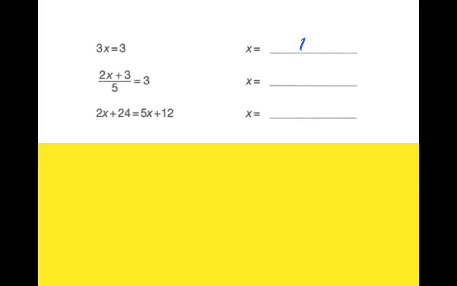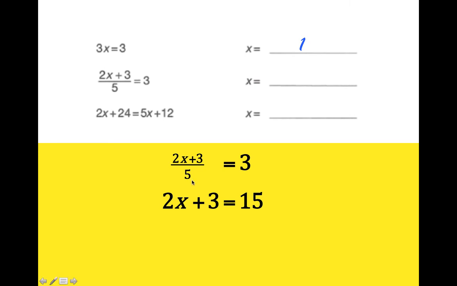Next one has fractions. I always try to get rid of the fraction first. So the fraction is saying divide by 5. I'm going to try to cancel that out by multiplying both sides by 5. So if we multiply the left by 5, then it cancels out the dividing by 5, and we're just left with the 2x plus 3 that was on the top. But we need to remember to multiply the right by 5 as well, so 3 times 5 is 15. 2x plus 3 is 15.